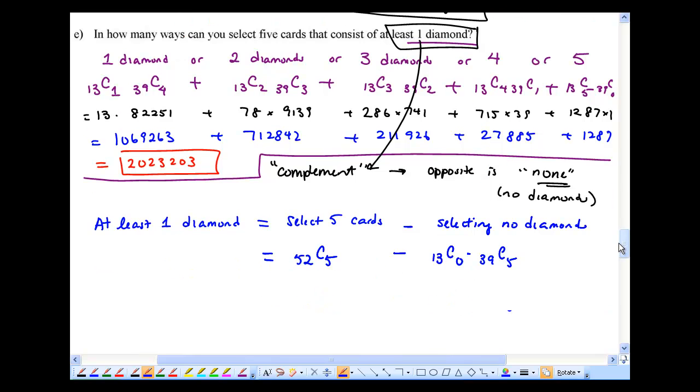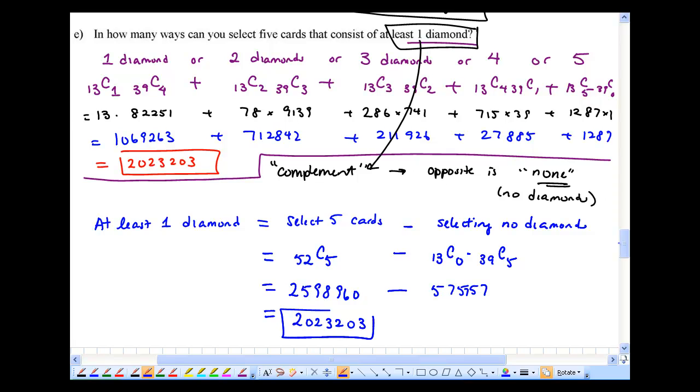And go ahead and calculate this on your calculator. 2598960. That's from part A. And then this is, I think, 575757. So if we do this subtraction, we get the same answer. Okay? Same. But with so much less work. Whew!